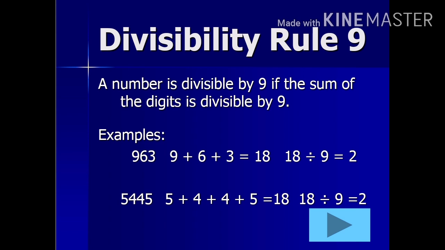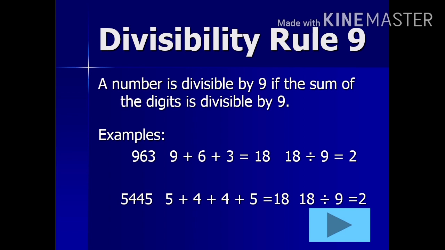A number is divisible by 9 if the sum of the digits is divisible by 9. For example, 963. 9 plus 6 plus 3 is 18 and 18 is divisible by 9. So 963 is divisible by 9. Similarly, 5445. 5 plus 4 plus 4 plus 5 is equal to 18. 18 is divisible by 9.